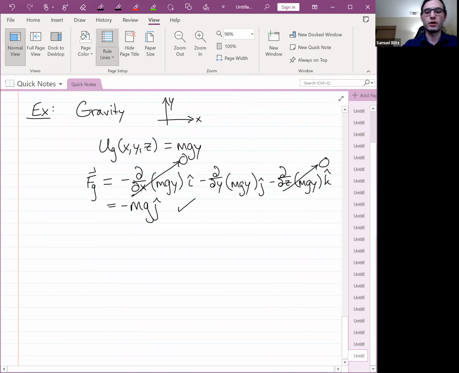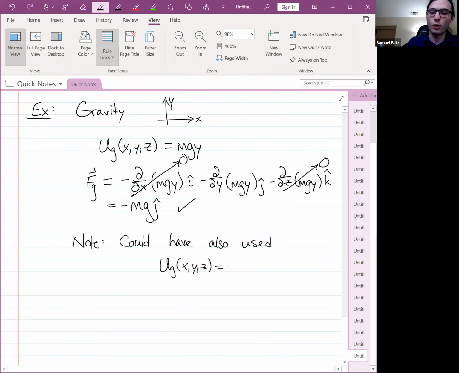Now, just as a quick note, we could have equally well used a different potential energy function, which is the potential energy function that I gave above plus a constant. Remember, you're always allowed to do that, plus u-naught. And because g is just a number, you can factor a minus sign. This is the potential energy function that we came up with last time.